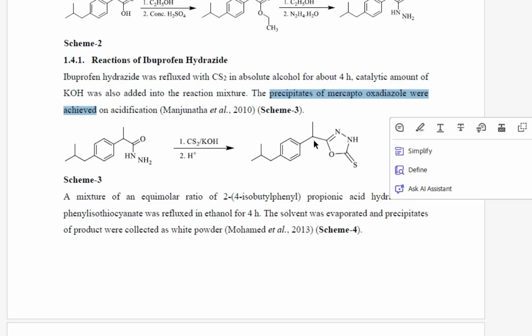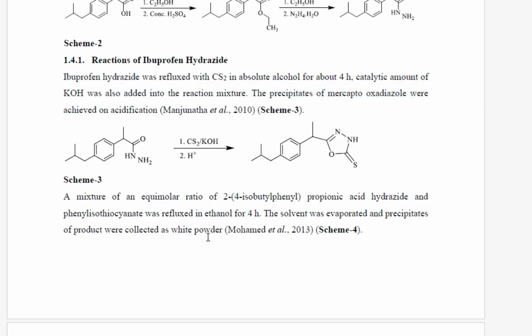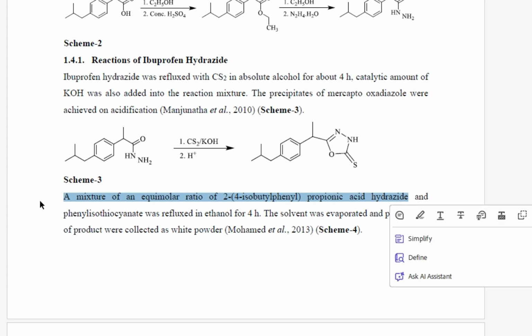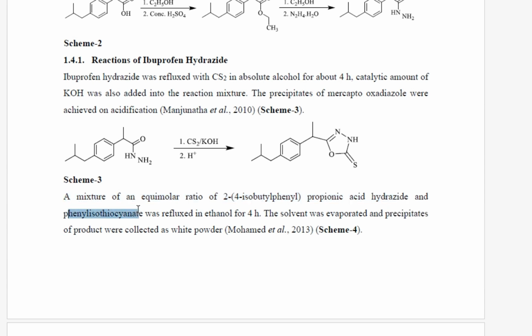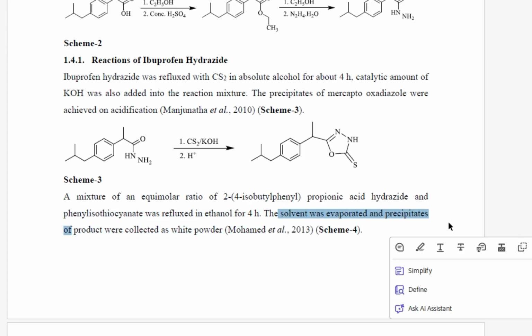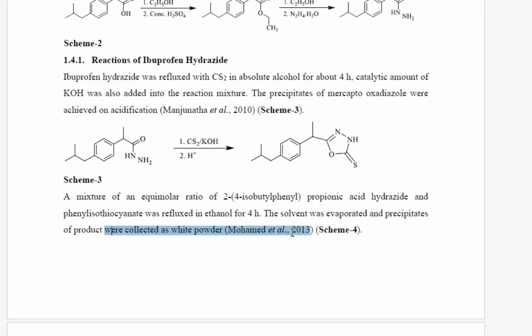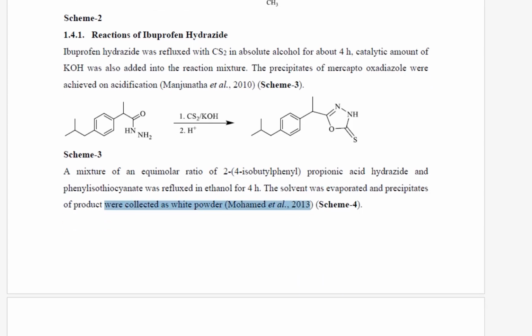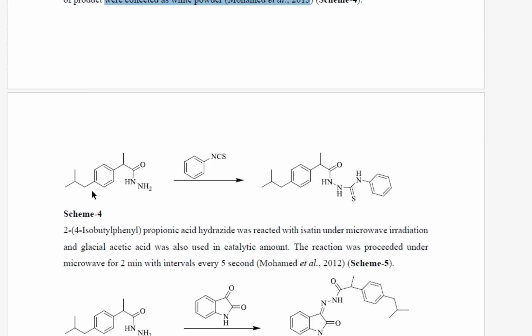Another approach was done using an equivalent mixture of isobutyl phenyl propanoic acid hydrazide with various isocyanates, refluxing in ethanol for 4 hours also. Then the solvent was evaporated and the precipitates were collected, and these precipitates were white in color. So this is a scheme of how it was synthesized. First, the hydrazide was reacted with various isocyanates in the presence of ethanol as a solvent.